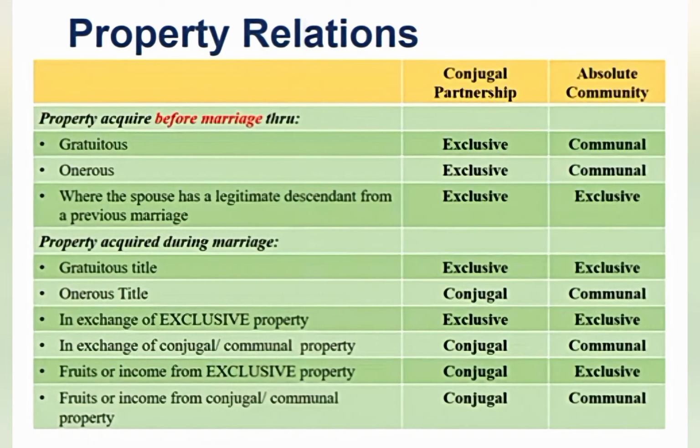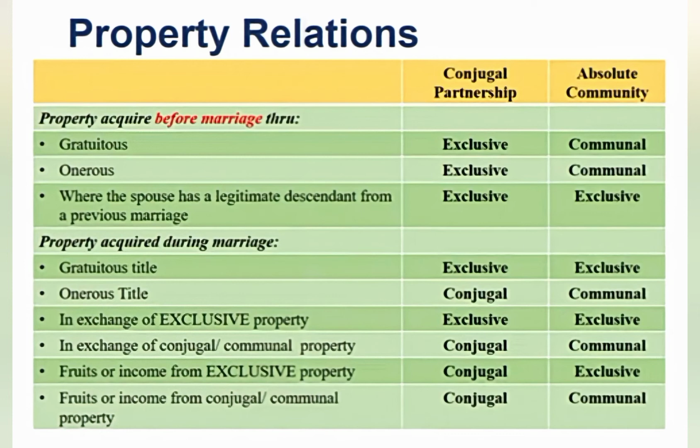And those property where the spouse has a legitimate descendant from a previous marriage, under both rules will always be exclusive to the husband or to the wife. And when it comes to property acquired during marriage, gratuitous title under conjugal partnership is exclusive, the same with the absolute community. While the onerous title under conjugal partnership will always be conjugal, and under absolute community, it will be communal. And in exchange of exclusive property, from the word itself, exclusive property, under conjugal partnership and absolute community, it will always be exclusive. But in exchange of conjugal or communal property, of course, it is conjugal and communal.